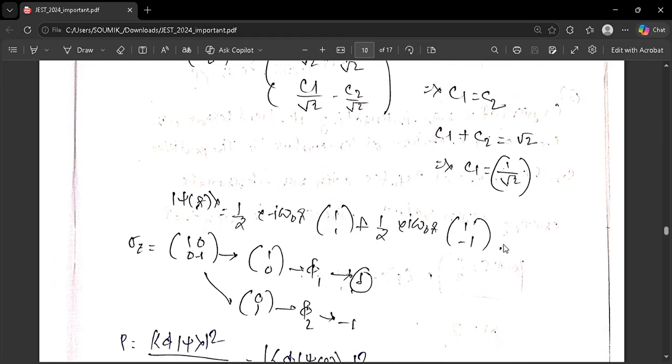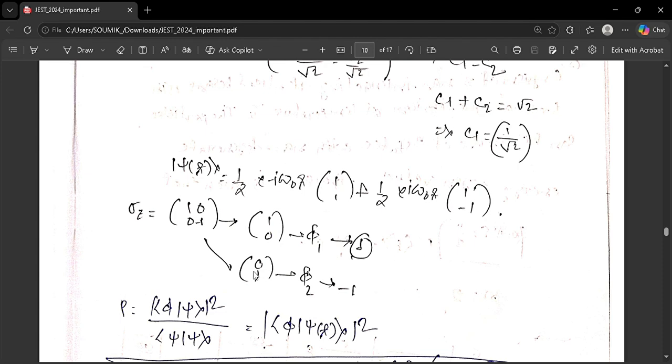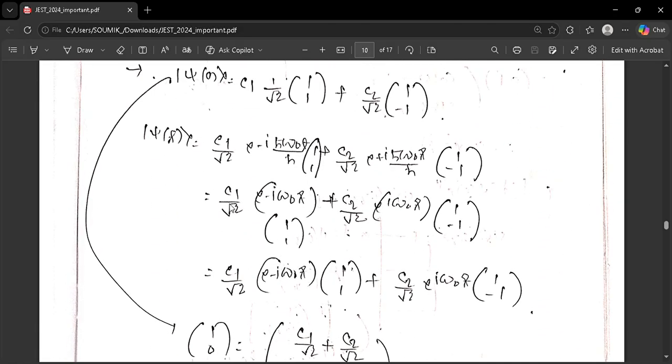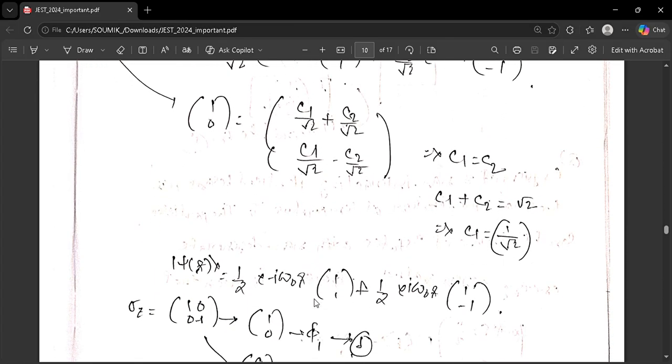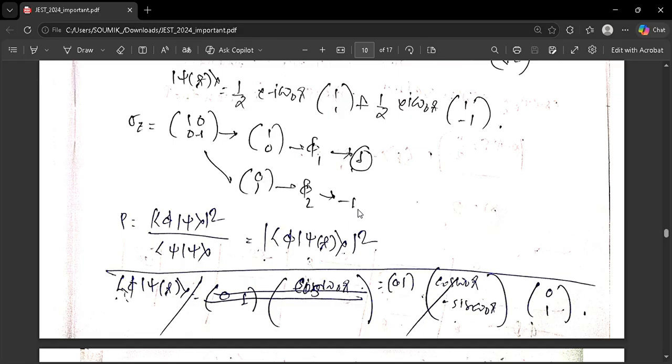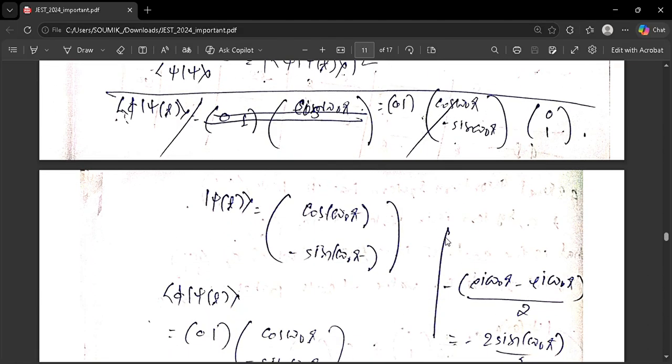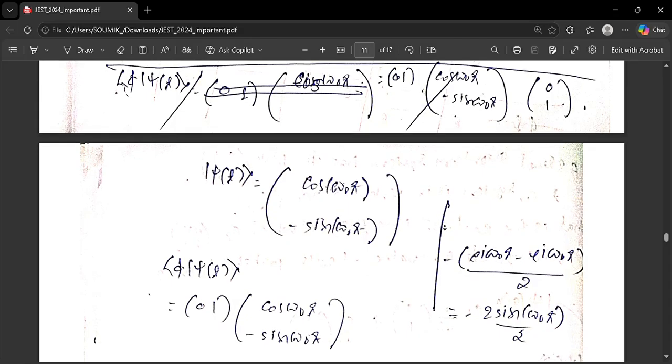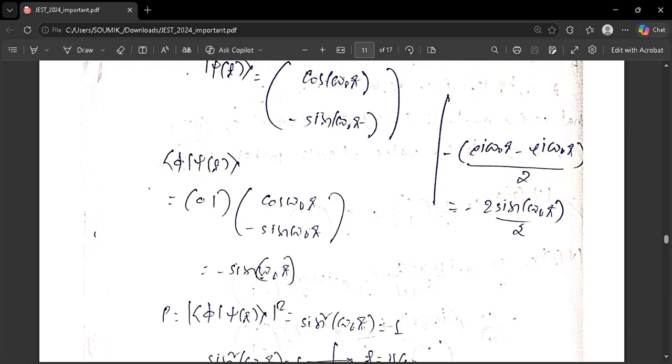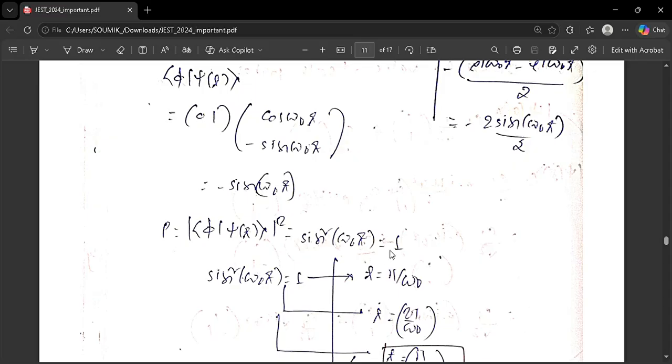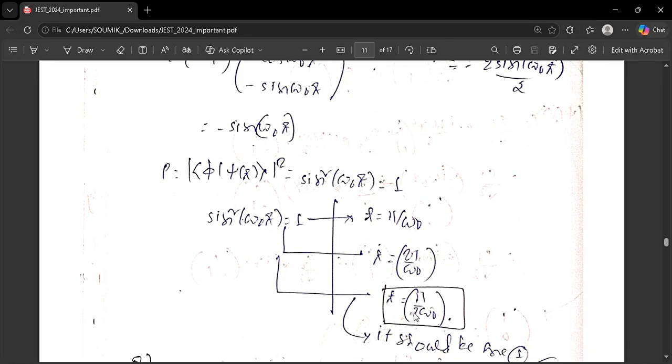So what is phi here? Phi is (0 1) basically, which corresponds to eigenvalue -1, and psi t is this. We know C1 and C2. This is psi t, and phi is basically (0 1). So we are now calculating this probability, and this probability should be 1, which happens for the earliest t when t is equal to pi by 2 omega 0.